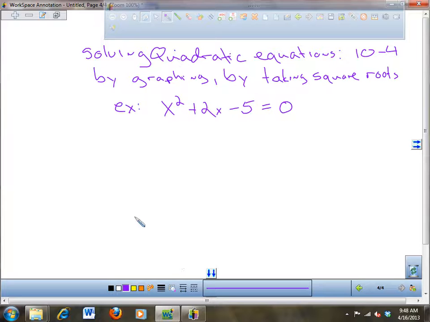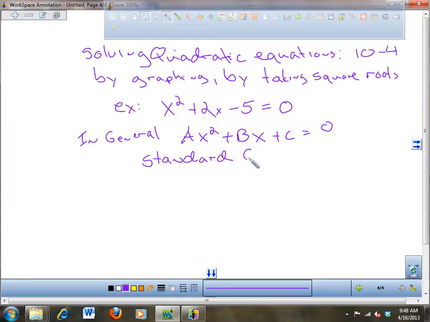This is called a quadratic equation. In general, the quadratic equation form is ax squared plus bx plus c equals 0. And this is called standard form of a quadratic.